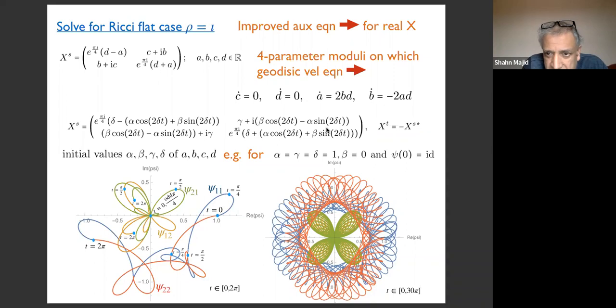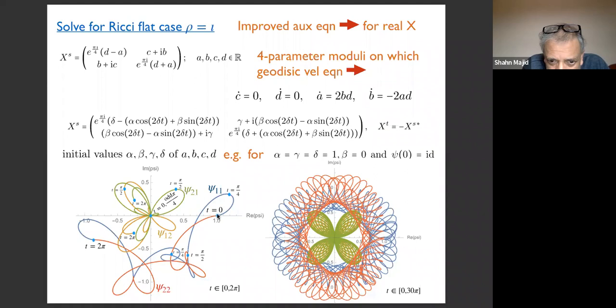I just have to show you some geodesics by choosing a psi. And I'm going to show you an example where I've set all the initial values to be one. I've chosen these values here for the initial values. And I've chosen psi to be the identity matrix to start with. Then I let the whole system evolve. You know how X evolves, and we solve this numerically. So here's a close-up of the answer in the range 0 to 2 pi.